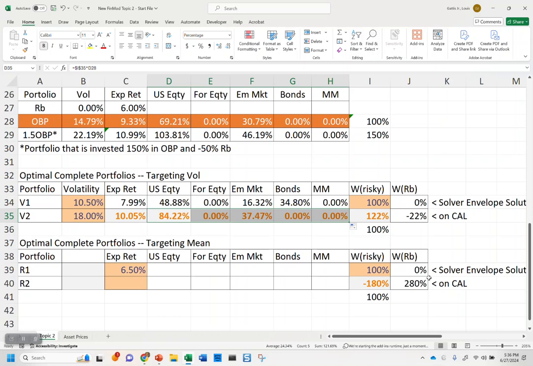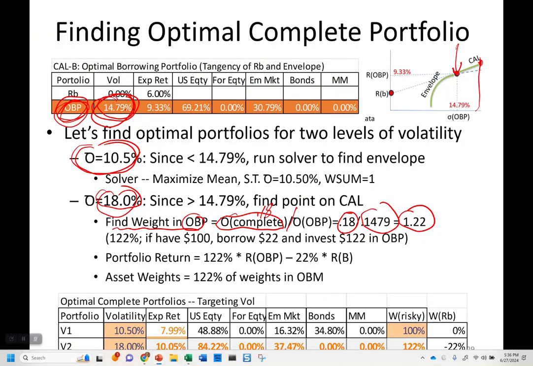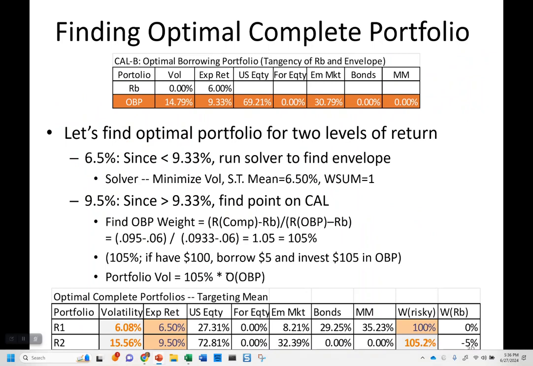Okay, so that's it. That's how you determine an optimal vol portfolio when you're targeting greater than the optimal borrowing vol. Now we're going to look at a very similar problem: what if I don't have an overall vol target? I have a mean return target. In other words, I want to build the best 6.5% mean return portfolio, or the best 9.5% mean portfolio. Remember, the optimal borrowing portfolio has a mean of 9.33. So if you want 6.5, you're going to have to run a solver, because that's going to be on the envelope. If you want 9.5, it's going to be on the capital allocation line.